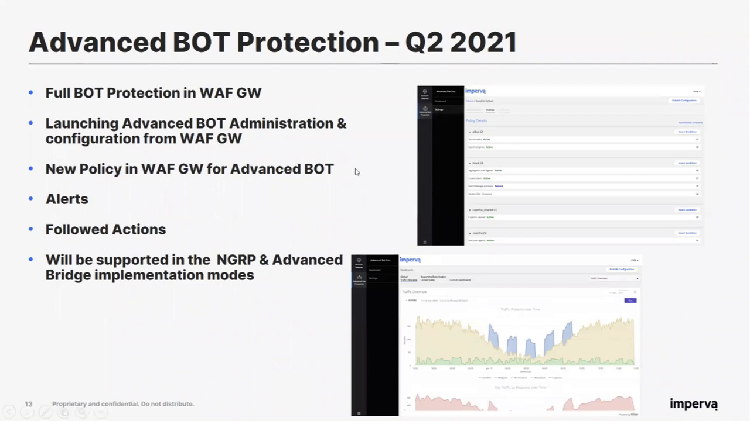This is regarding the advanced bot protection. As you know, a while back we acquired a company called Distill, and we're now working on integrating their technology also into WAF Gateway. So the plan is that in early 2021, we'll have WAF Gateway integrated with advanced bot protection.